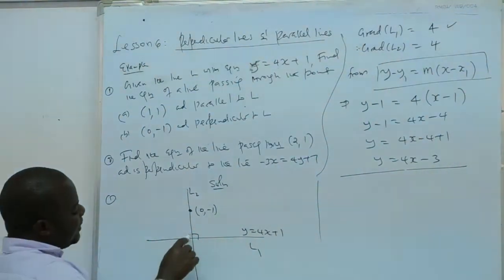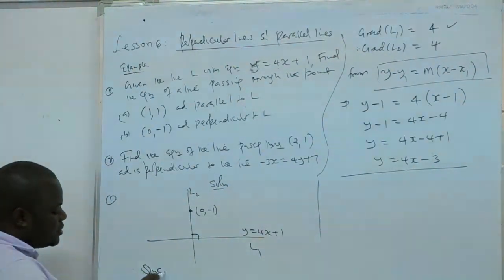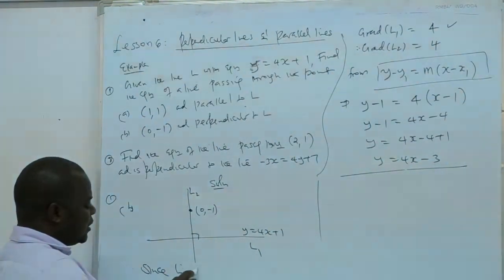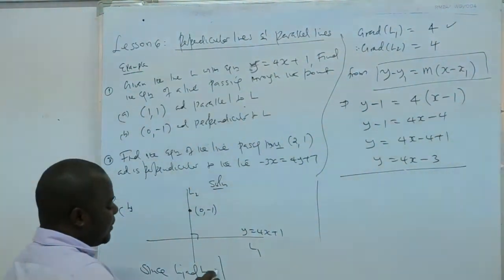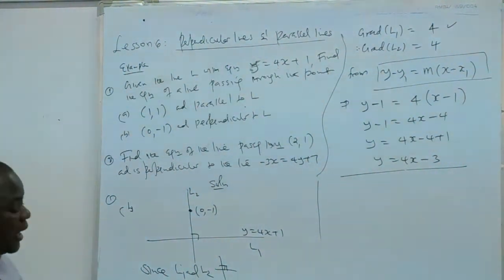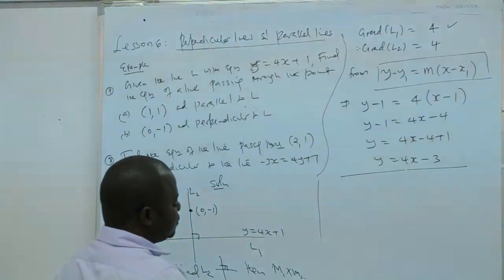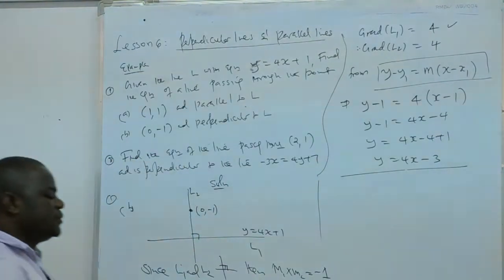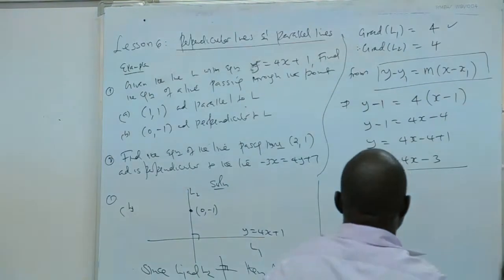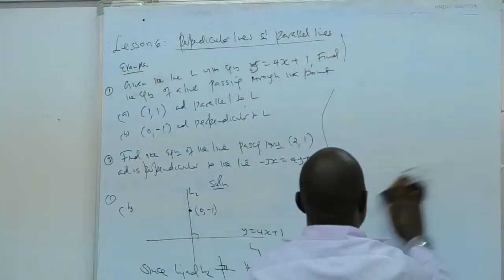If these two lines are perpendicular, then what do we know? This is part B of the question. Since the lines L1 and L2 are perpendicular, I'll use that symbol to mean perpendicular, so I'm not writing the full word. Then m1 times m2 should give you negative 1. That's the condition for perpendicular lines. You have to be able to find that. So let us get the equation and see.